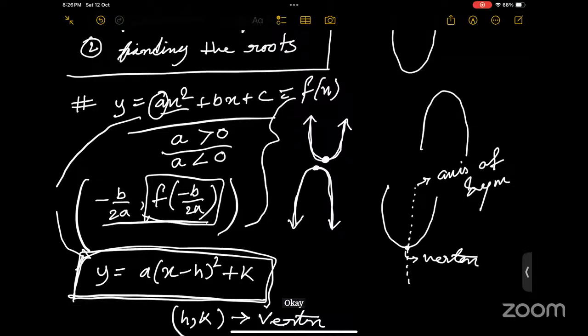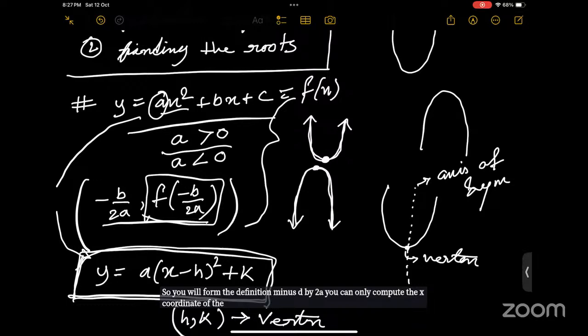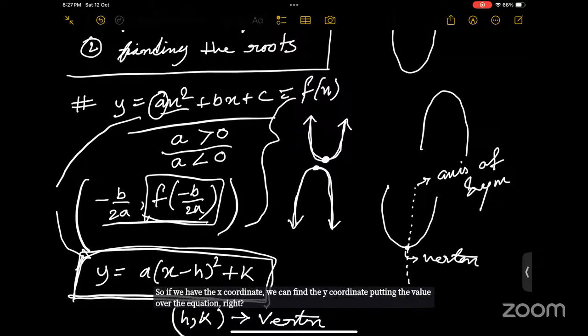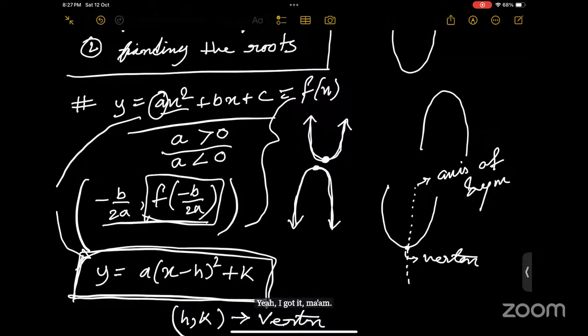Okay, I got it. So from the definition, minus b by 2a, you can only compute the x coordinate of the vertex, right? So how to compute the y coordinate? Obviously, the vertex is on the graph, so this point will satisfy the equation of the graph. If we have the x coordinate, we can find the y coordinate by putting the value into the equation. Yes, I got it, ma'am. Okay, any other doubts?